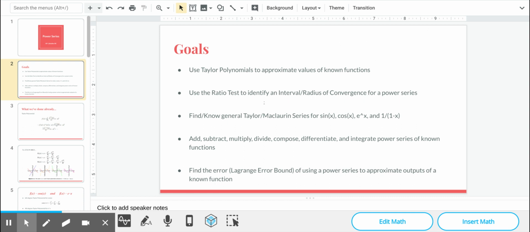The big goal for today is to use the ratio test to identify an interval of convergence. So we've actually talked about that a little bit, and I'll get into that. And then this idea of a radius of convergence for a power series. Both are very similar. They're connected, absolutely. And I just want to go through these steps.